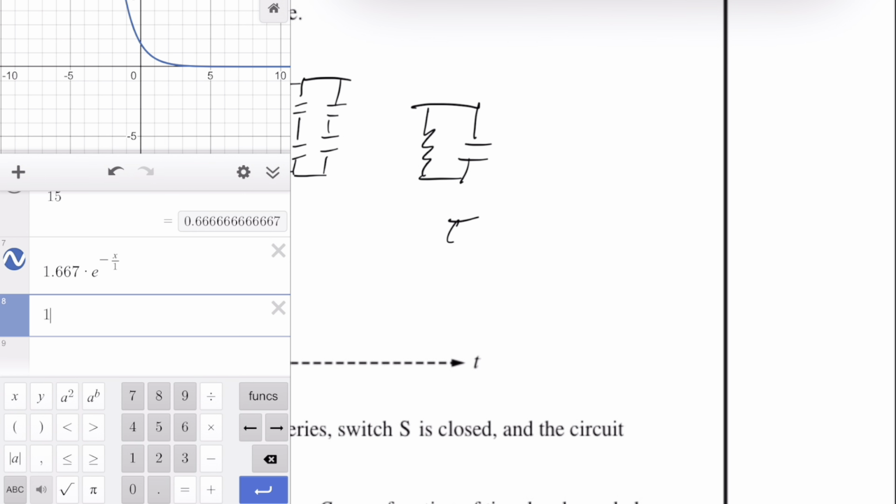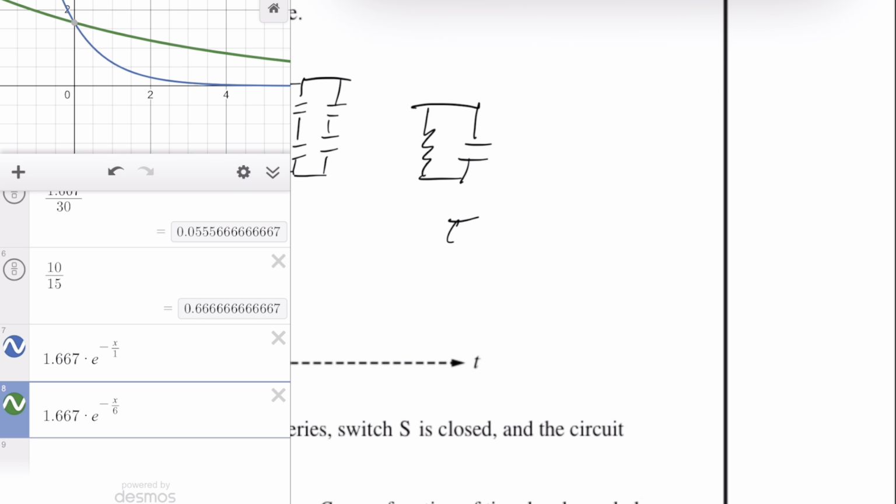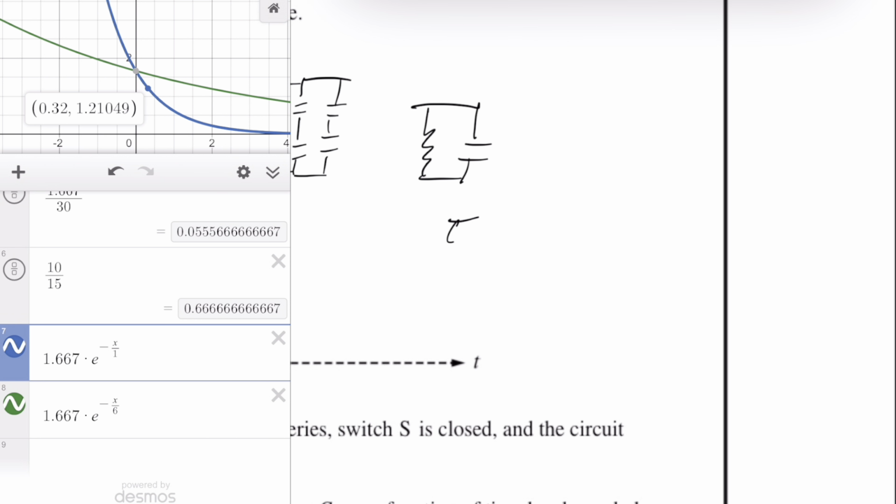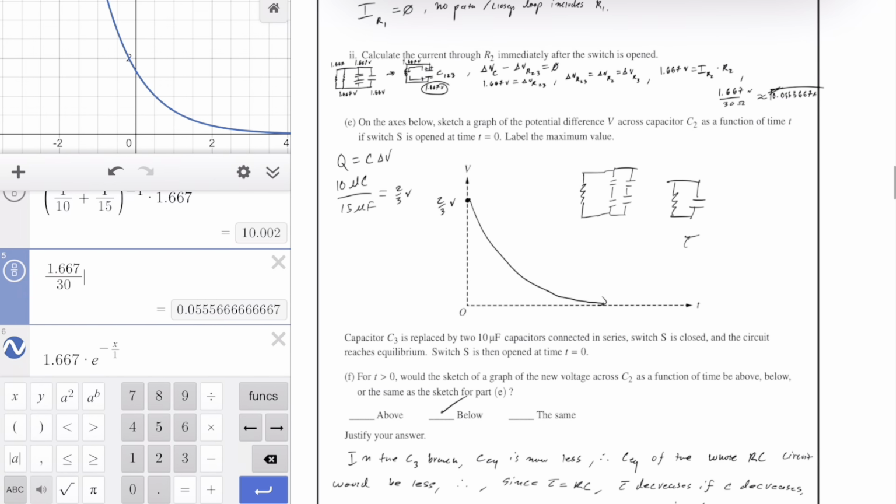I'll actually just plot the two graphs side by side so you can see. This other graph will be with tau being bigger. And just look, the curve looks like that. It decays slower. But this one will always be below that graph because its tau will cause it to decay quicker. So I'll leave that like that.